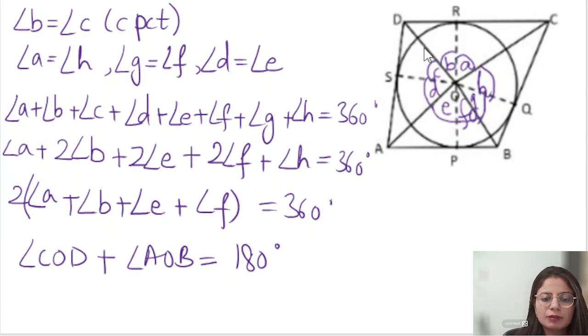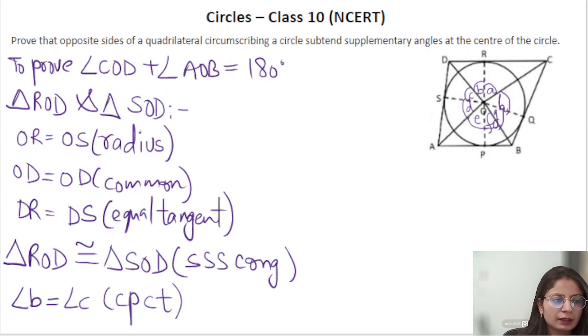Similarly, we can also say angle AOD plus angle BOC is 180. So we have proved that opposite sides of a quadrilateral circumscribing a circle subtend supplementary angles at the center of the circle. Hence, this is the proof.